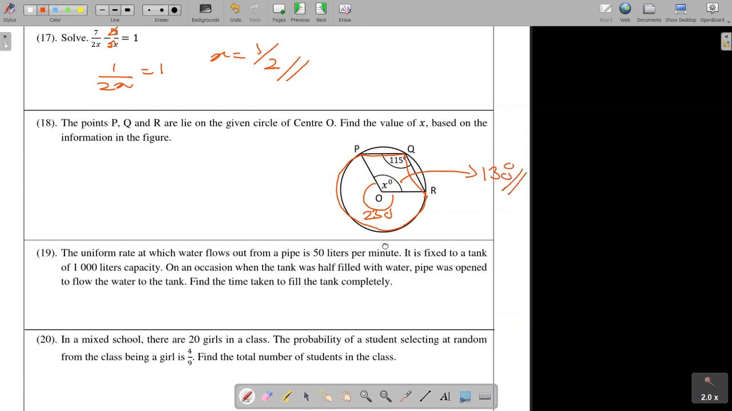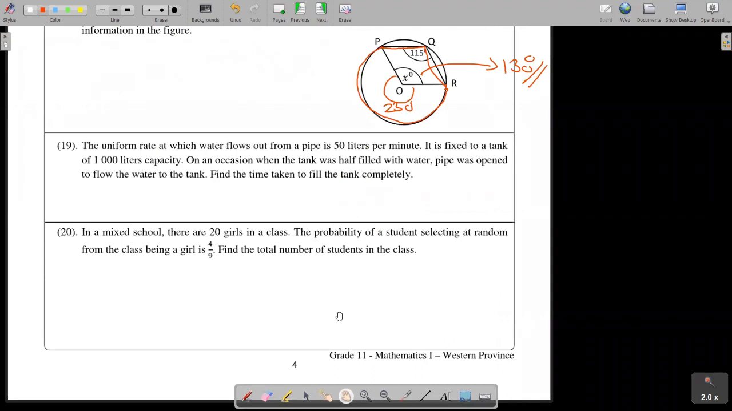Right. The uniform rate at which water flows from a pipe is 50 liters per minute. It is fixed to a tank of 1000 liters. On the occasion when the tank was half filled with water, then 500 liters. Time taken, right. Rate is what? Here volume change divided by time. So 50 liters per minute. The volume change is 500, only half. So time is 500 divided by 50, 10 minutes.